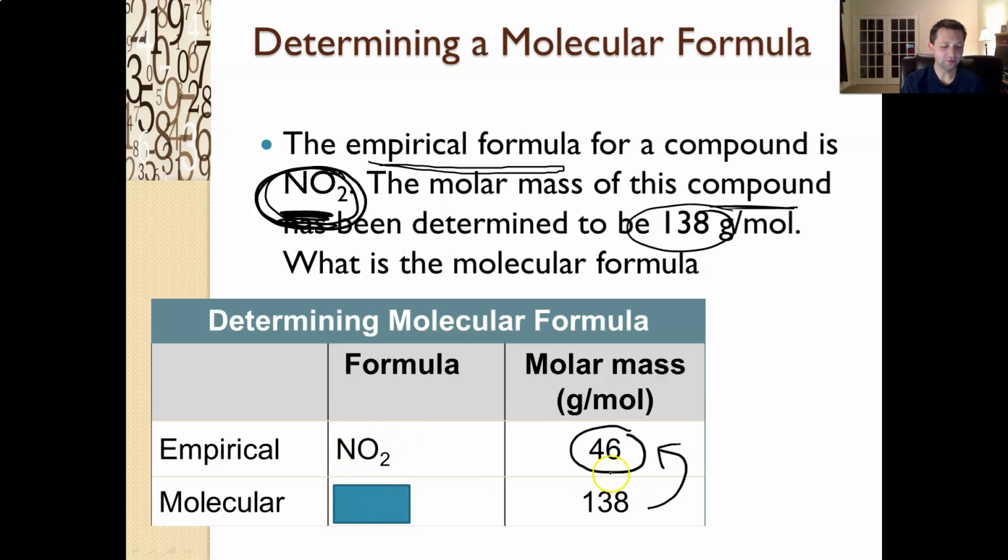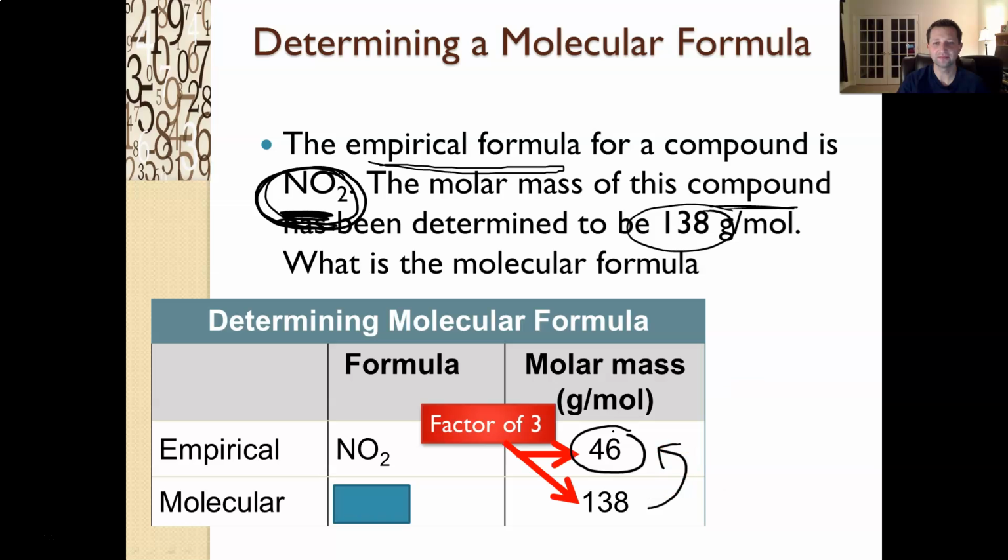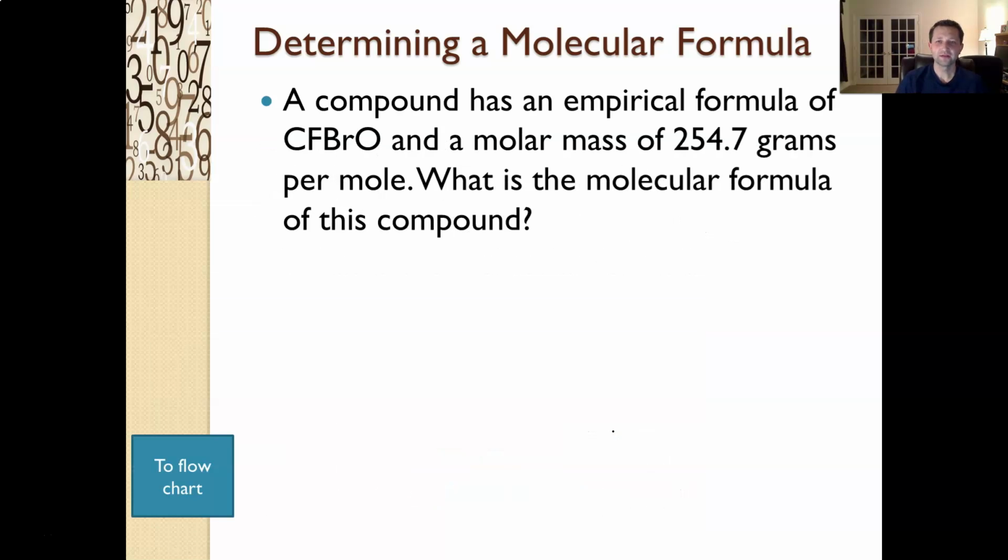So the molar mass is 138. My empirical molar mass is 46. What's my multiple there going to be? So what's happening there? 138 and 46. What do you have to multiply 46 by to get 138? 3. So once you multiply the molar mass by 3, you have to multiply the empirical formula by 3. And that gives us N3O6 for that molecular formula. So 2 practice problems for how to do this. And then we'll do more on your own for homework and some in class.